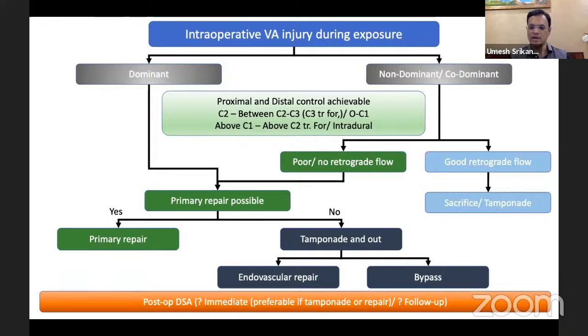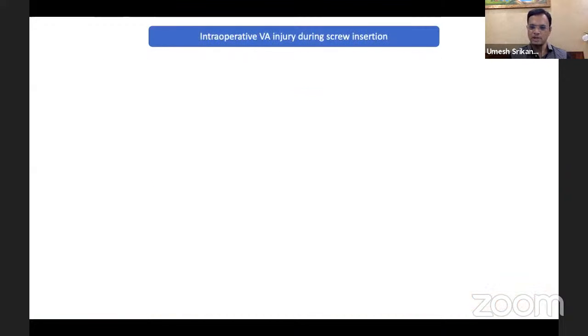Nowadays, bypass can be attempted only if there is a pseudoaneurysm or some kind of case where the vertebral artery cannot be sacrificed. In all these cases, an immediate postoperative DSA especially is preferable if there has been a tamponade, or if the vertebral artery has been sacrificed, or if a primary repair has been done during the surgery, in order to assess the adequacy of these techniques, whether the repair has been done adequately, whether the patency is maintained, or whether there is any development of a pseudoaneurysm following tamponade or sacrifice.